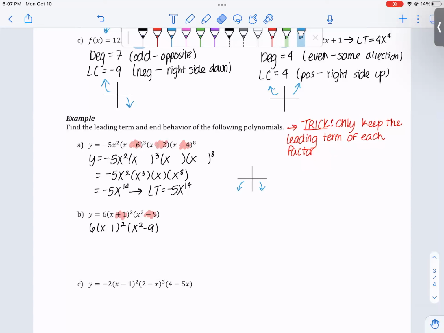I'm getting rid of the plus 1. I'm getting rid of the minus 9. This turns into 6 times x squared times x squared. That's 6x to the 4th. The leading term of this polynomial would be 6x to the 4th.